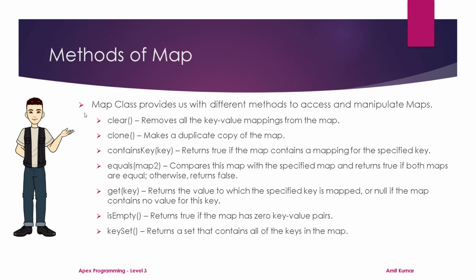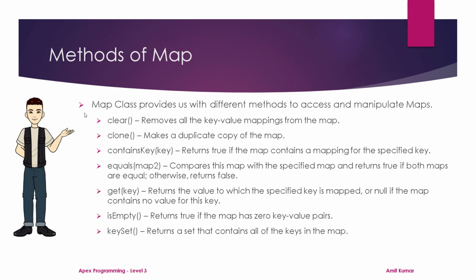Clear method removes all the key value mapping from the map. Clone method makes a duplicate copy of the map. containsKey, which accepts a key as parameter, returns true if the map contains a mapping for the specified key. Equals method that accepts another map compares this map with the specified map and returns true if both the maps are equal, otherwise returns false. Get method, which accepts a key, returns the value to which the specified key is mapped or null if the map contains no value for this key.